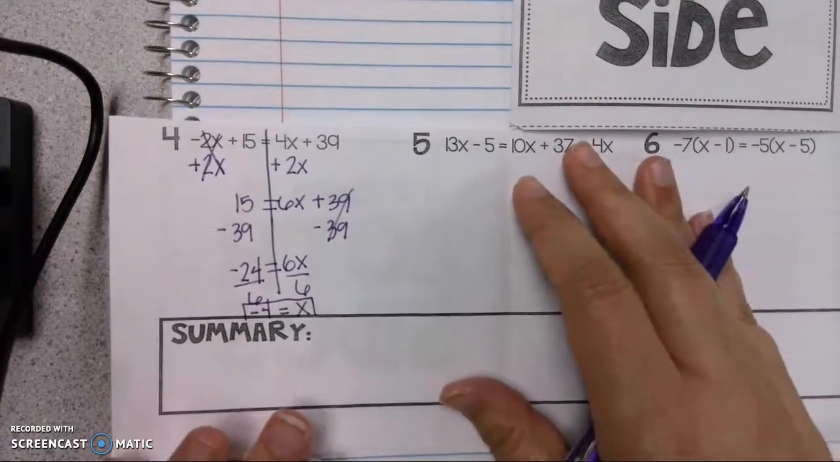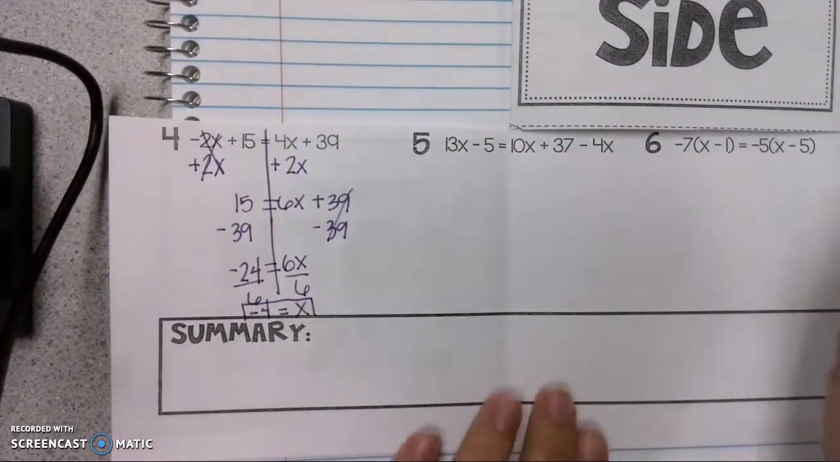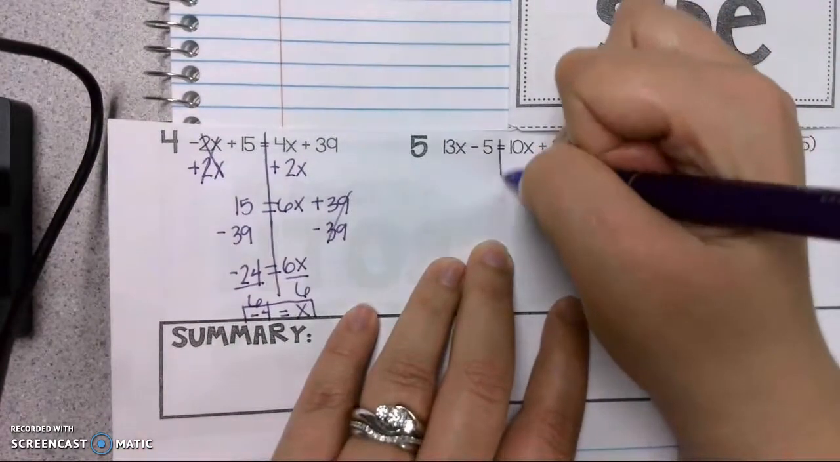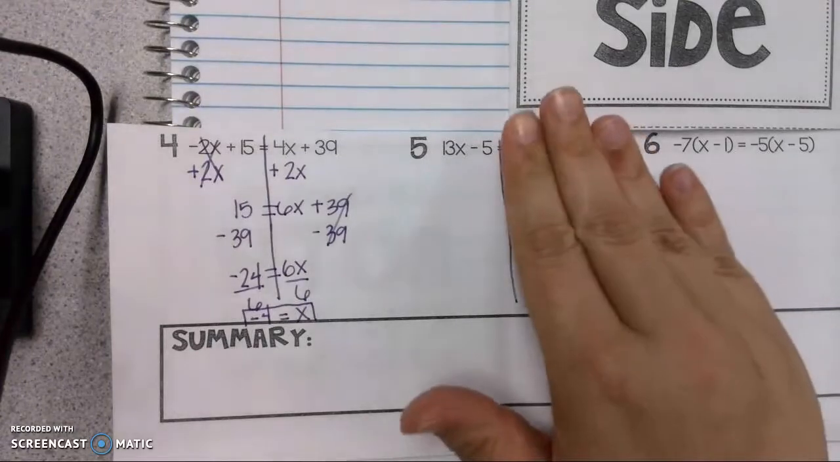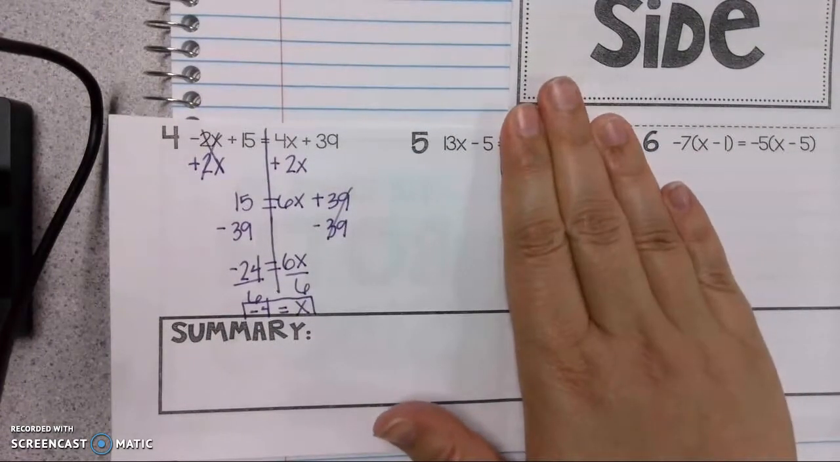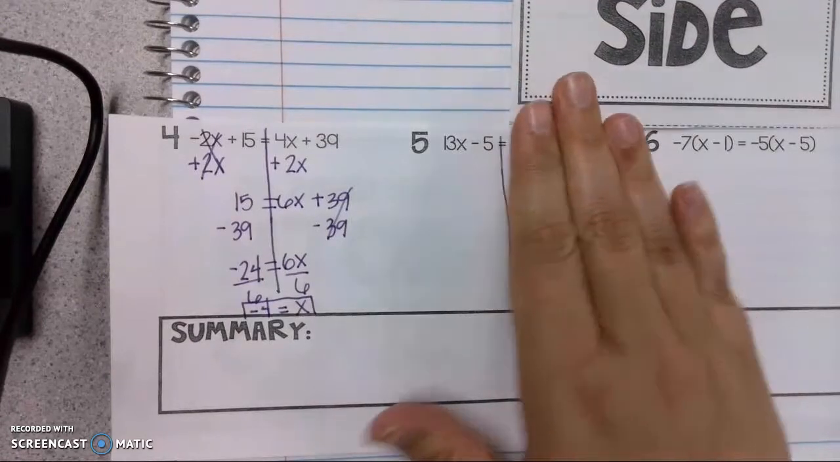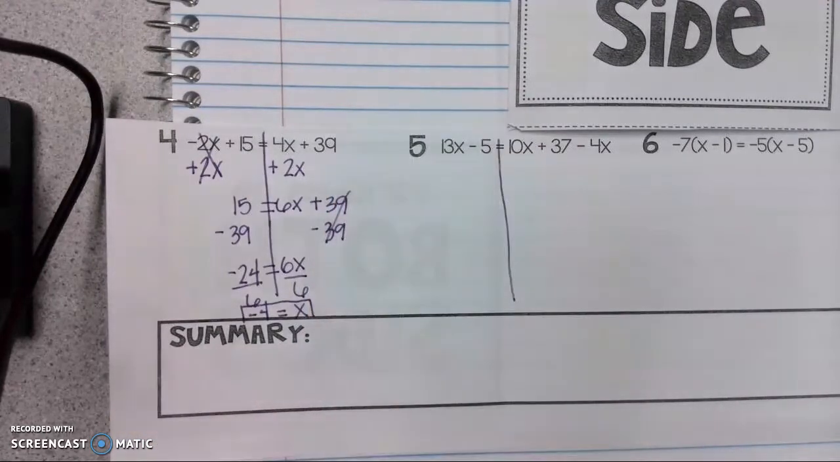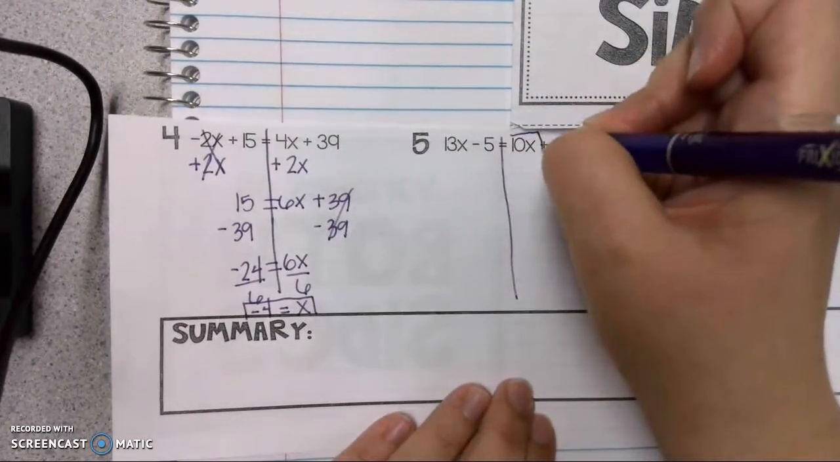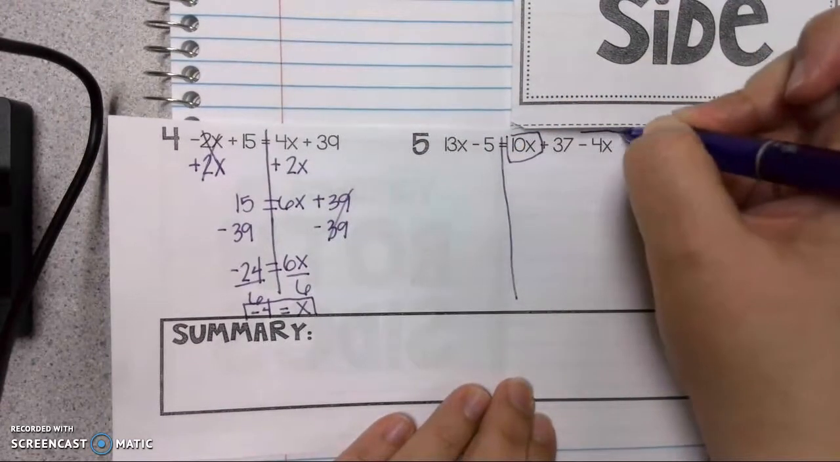Awesome. Example 5. 13x minus 5 is equal to 10x plus 37 minus 4x. As always, I want to look for common terms, see if there's anything to combine. So if I look on this side, 13x minus 5, there's nothing to combine over there. If I look over here, 10x plus 37 minus 4x. Well, I have two of them that have an x. So I'm going to put a box around them.